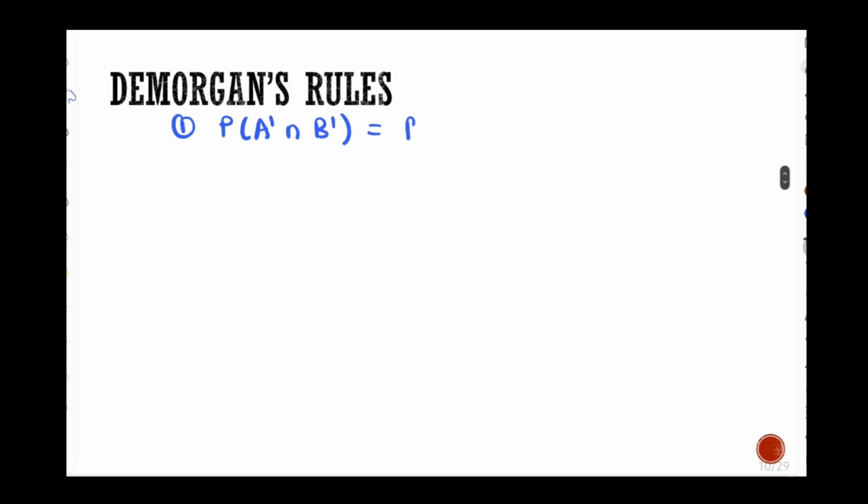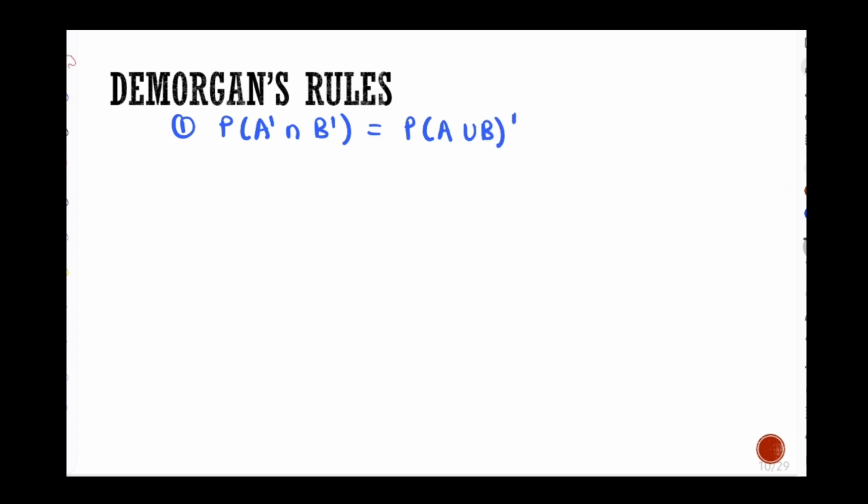Then lastly, I want us to learn about something known as De Morgan's rules. Everything we are learning here is just going to help us simplify life as we are solving the different numbers in probabilities. So the first De Morgan's rule says that probability of A complement intersection B complement is actually the same as probability of A union B complement.